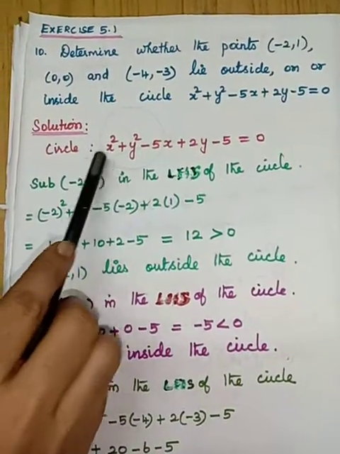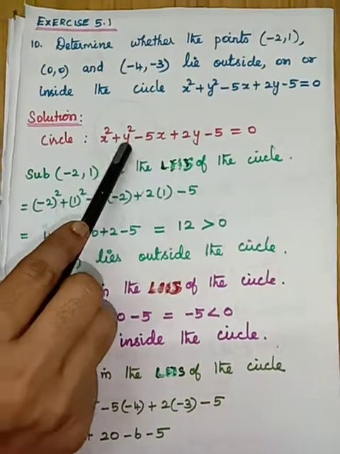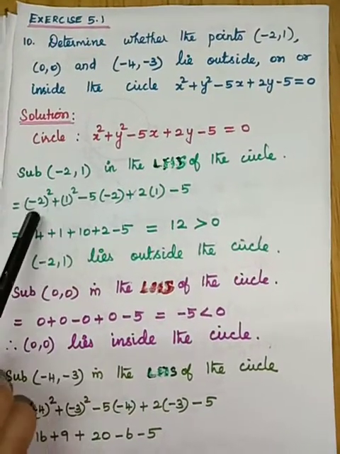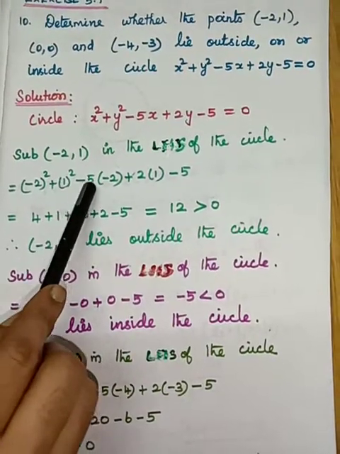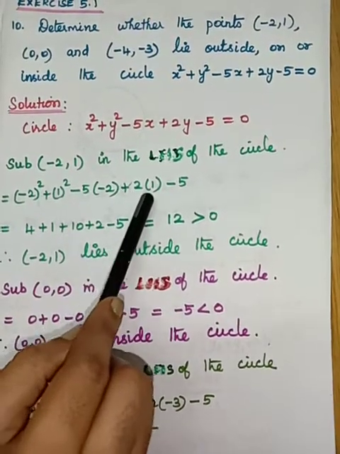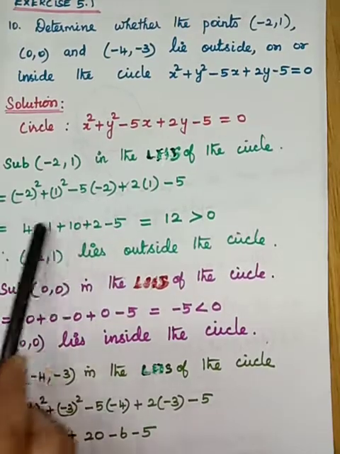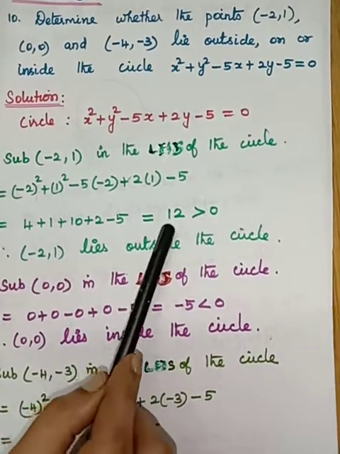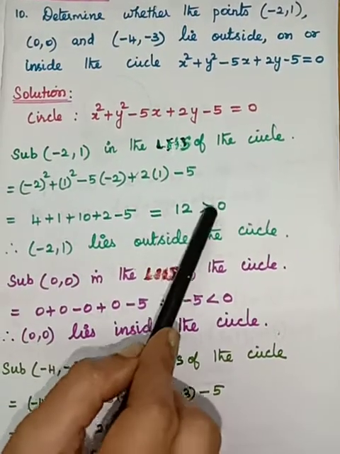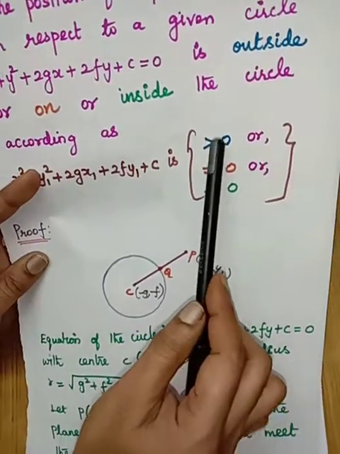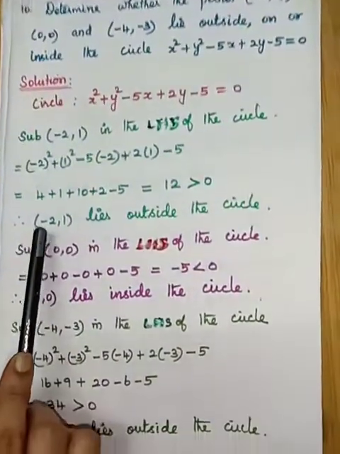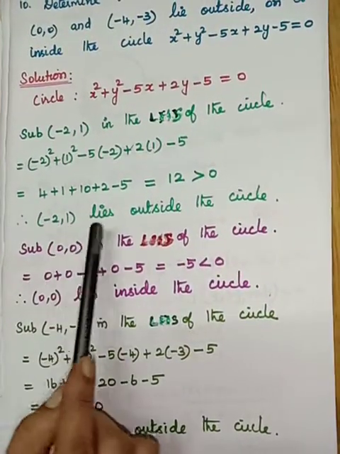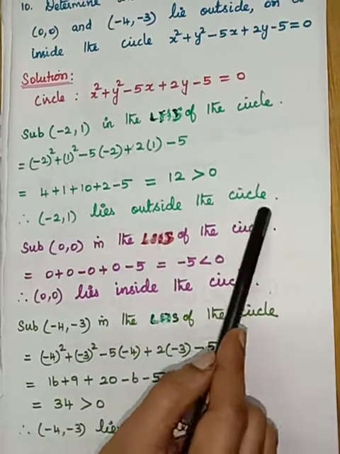In the place of x you substitute minus 2, and in the place of y it is 1. So we have (minus 2) the whole square plus 1 square minus 5 into minus 2 plus 2 into 1 minus 5. Simplifying, the answer is 12. 12 is greater than 0, so this result is greater than 0. The point lies outside the circle. So we conclude that (minus 2, 1) lies outside the circle.